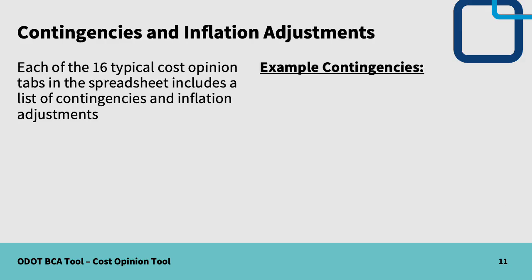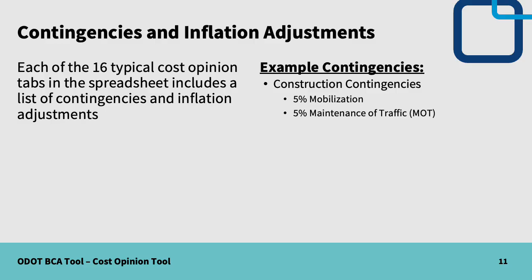In addition to assumptions about the project's design, there are also assumptions for contingencies and inflation. These are listed as percentages multiplied by the total construction cost. In the shared use path example, the construction contingencies include an additional 5% for mobilization, 5% for maintenance of traffic, MOT, 5% for erosion and sediment control, and a 30% contingency for project unknowns that may come up when the project goes into more detailed design and construction.